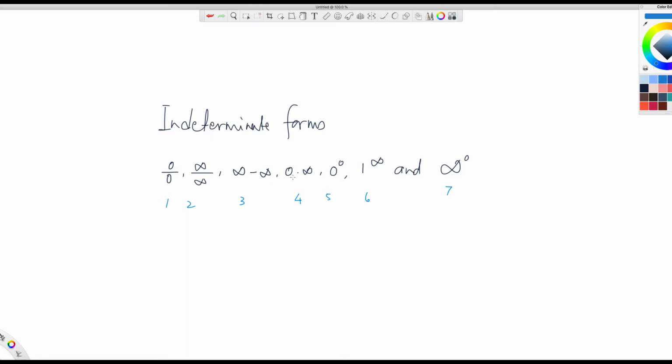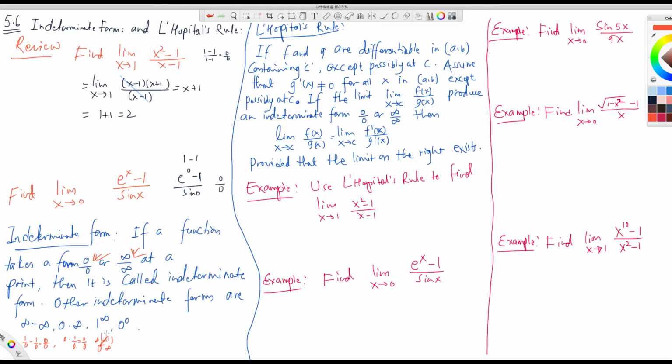Another one is 0 times infinity, that is also an indeterminate form. 0 to the 0 is also an indeterminate form. 1 to the infinity is also an indeterminate form, and infinity to the 0 is also an indeterminate form. So the very basic indeterminate forms are the numbers 1 and 2. All other indeterminate forms can be reduced to one of these forms. That's why these are also indeterminate forms. Okay, guys?